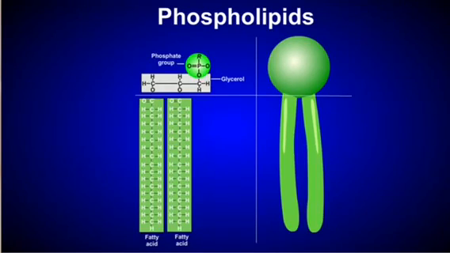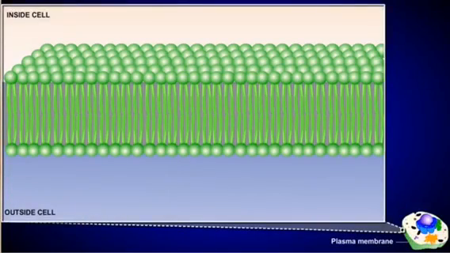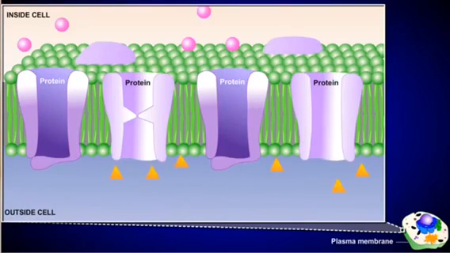The phosphate head of the molecule is hydrophilic, or water-loving. This means that it interacts well with water. The fatty acid tails, however, are hydrophobic, or water-hating, and do not interact well with water. Because of these unique properties, when placed in a liquid environment, phospholipids tend to arrange themselves into a phospholipid bilayer, so that only the hydrophilic heads interact with a watery environment, and the hydrophobic tails crowd inward, away from the water.